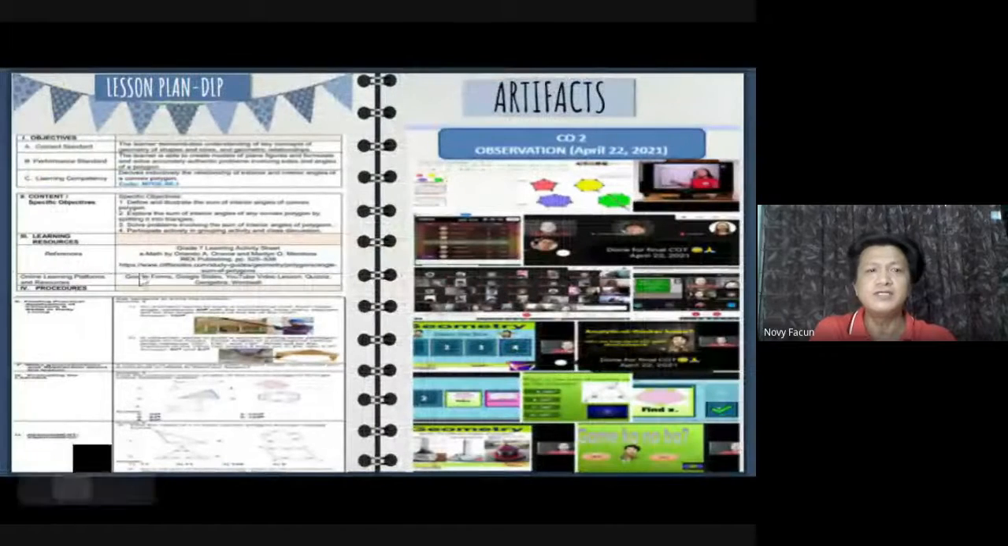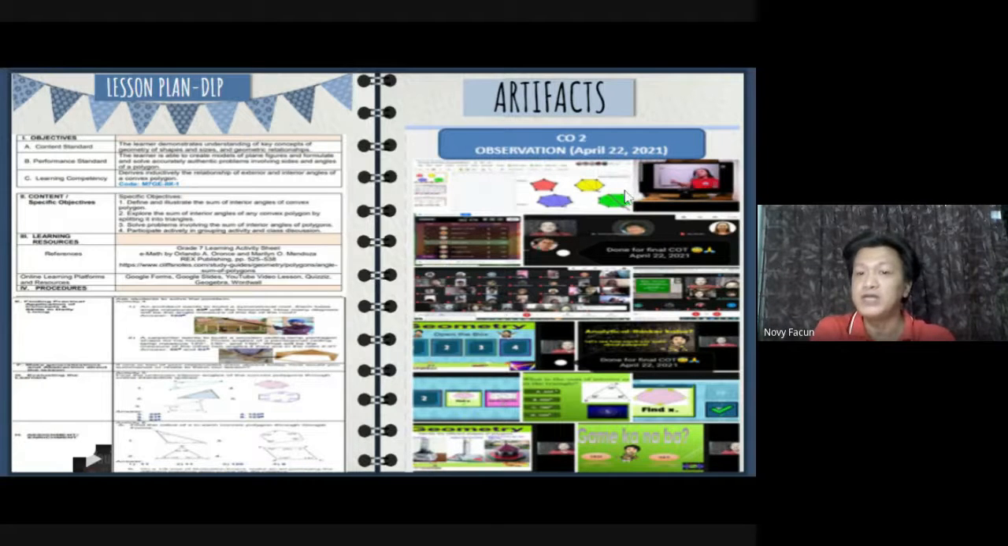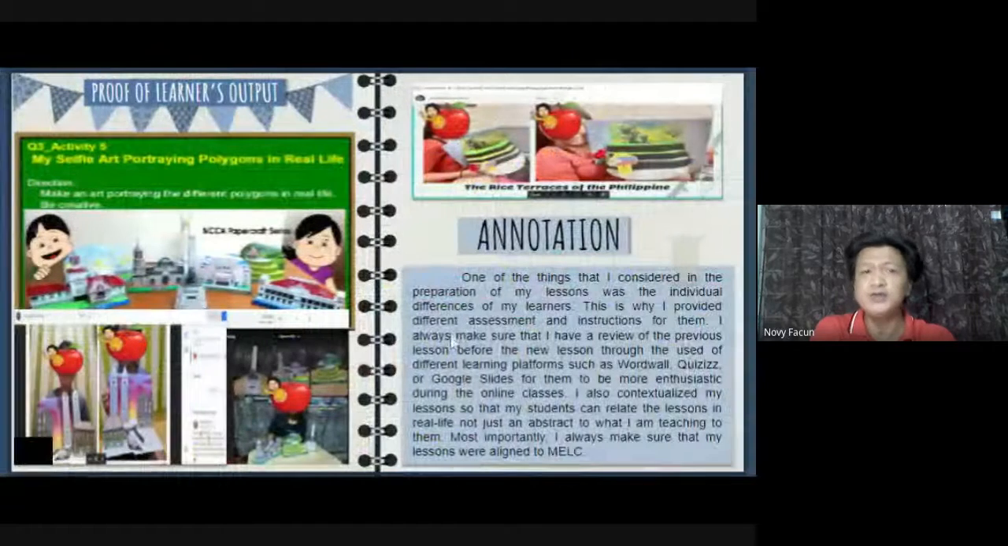And of course, this is my lesson plan DLP number 2. So ito naman ginamit ko during my observation or classroom observation noong April 22. This is my second CO. And inattach ko lang yung picture ng mga ginamit kong mga learning tools tsaka yung DLP. And of course, yung learners output natin, no, kailangan maging aligned siya sa pinagawa mong activity doon sa learning competency mo or yung MELC natin. Okay, so yun yung inattach ko dyan.